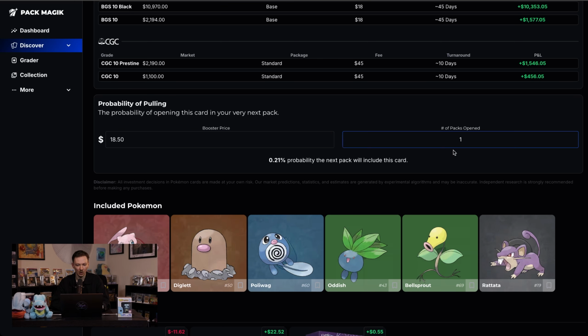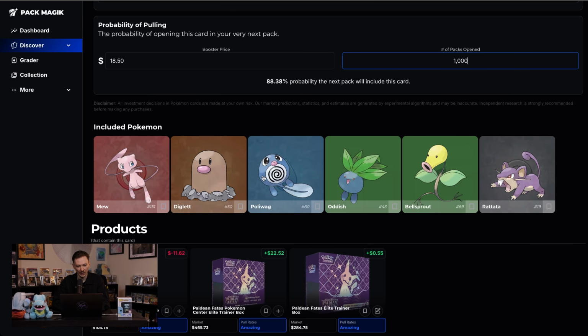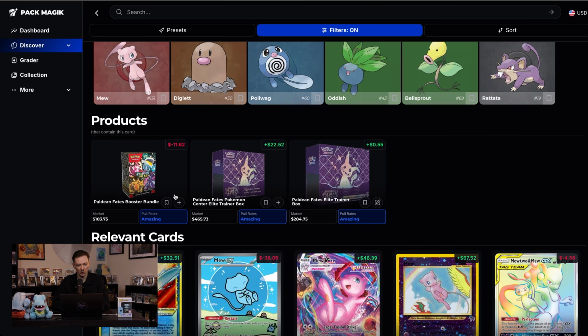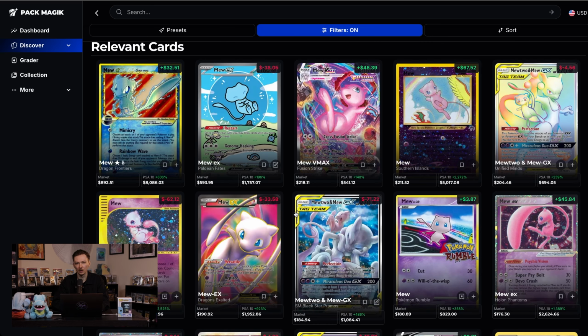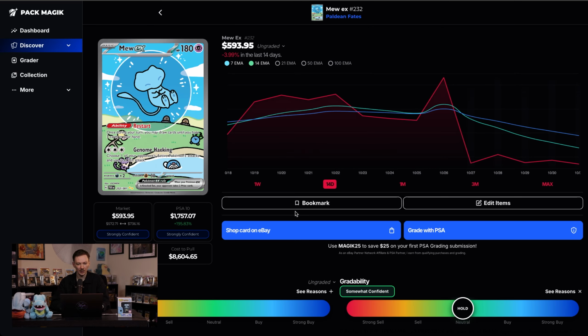And then if you are opening packs, we don't have the cost incurred right now, but let's just say you open 1,000 packs. It'll say you have an 88% probability, not odds, probability of pulling the card. And then you can see all the different Pokemon that are inside of the card. You can see the products in which you can purchase to potentially pull the card out of. And you can see the relevant cards down here. And that basically covers everything with the cards page. When you're looking at different cards and trying to analyze them, this basically covers all of that.